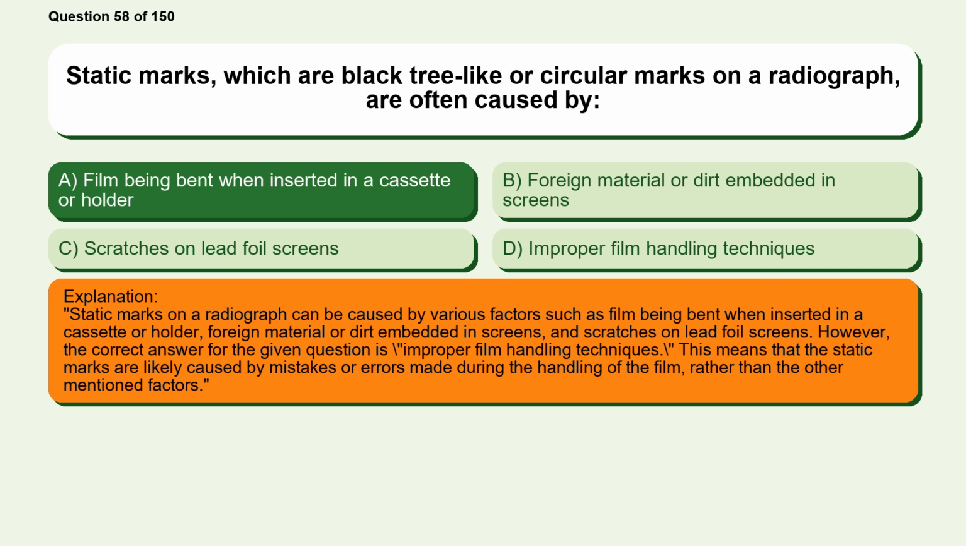Static marks on a radiograph can be caused by various factors such as film being bent when inserted in a cassette or holder, foreign material or dirt embedded in screens, and scratches on lead foil screens. However, the correct answer for the given question is improper film handling techniques. This means that the static marks are likely caused by mistakes or errors made during the handling of the film, rather than the other mentioned factors.